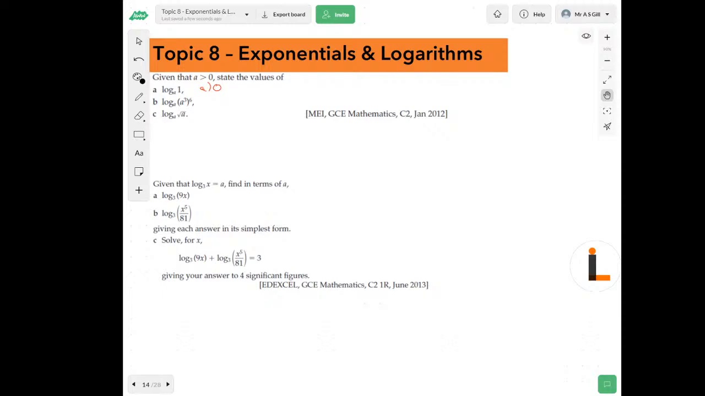For B and C, what we want to do before we find the value of these things is simplify them and put them into index format. So a cubed in brackets 6, again going back to topic 1, looking at the laws of indices, when we have brackets like this, we're going to multiply our indices. So this is going to become a to the power of 18, and log base a of a to the 18. Again, we're asking what power do we have to raise a to in order to get a to the 18? It's just 18.